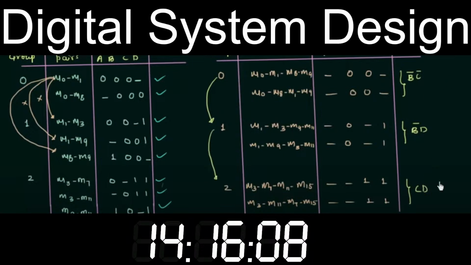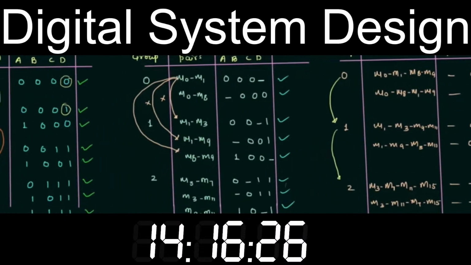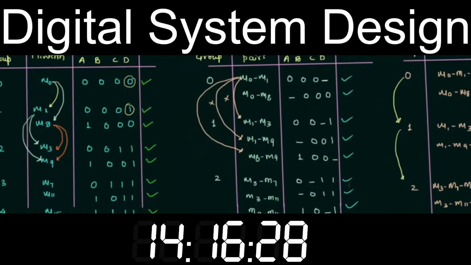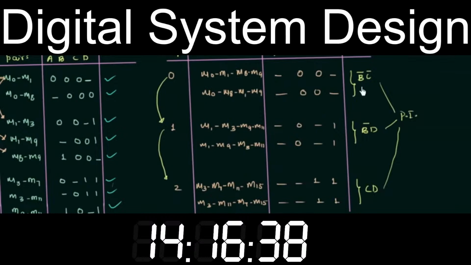D. This is our prime implicant. All these three are prime implicants, and we have to also check for step number 2 if there is any matched pair which is untick, but there is tick in front of all the matched pairs, so they are not prime implicants. In the same way, we have to check for table number 1 and all the min terms have tick in front of them, so they are also not prime implicants. So we have prime implicants B complement C complement, B complement D, C D.